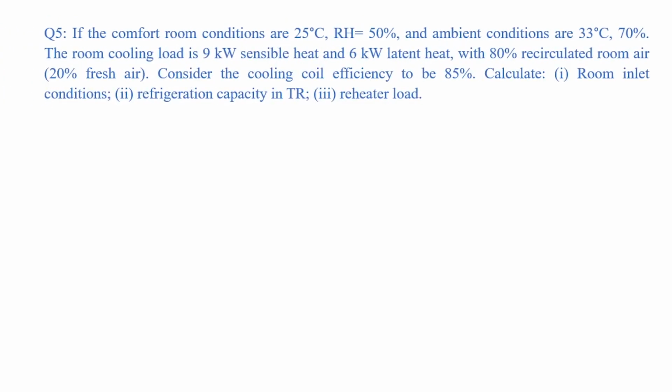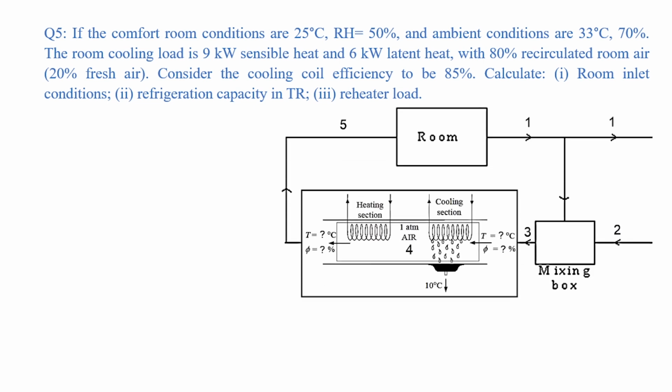So last question, question number 5, we have a simple air conditioning system based on conventional compression refrigeration, all air system. The ambient temperature is given and the comfort temperature or the room temperature is given. Also the sensible heat factor for the load. Basically the sensible heat and latent heat loads are given. The mixture condition at the mixing box also is given. Also we can see here in the drawing the dew point for the coil also is given.